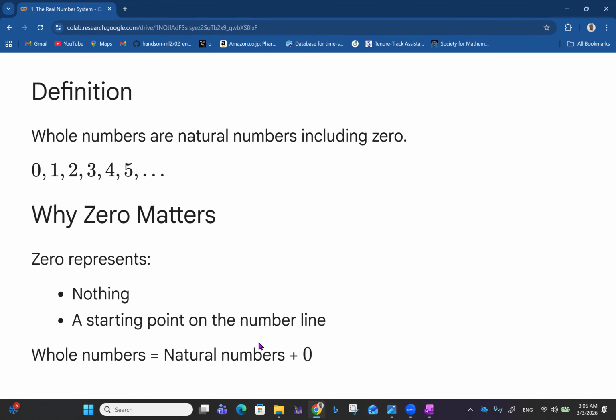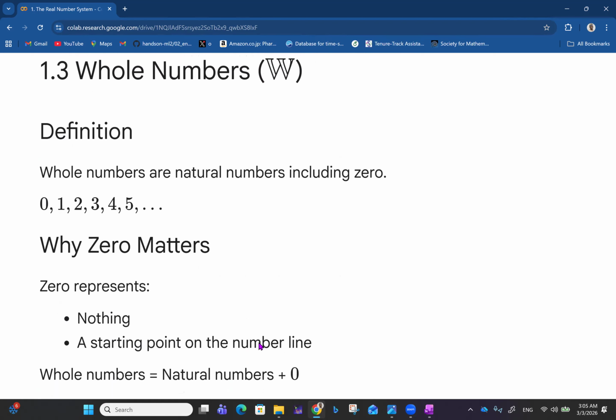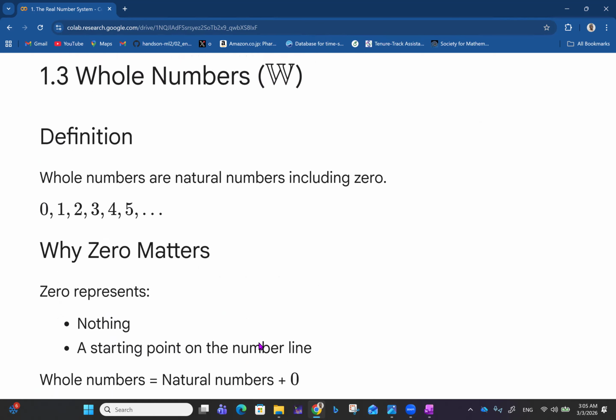Okay. And then we move on to whole numbers. Like I said, when you add zero to natural numbers, you have whole numbers. So whole numbers are natural numbers plus zero. Okay, so whole numbers are natural numbers including zero. So that's 0, 1, 2, 3, 4, 5. So why does zero matter? Zero represents nothing, and it's a starting point on the number line.